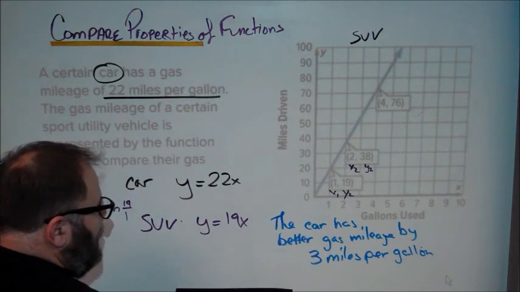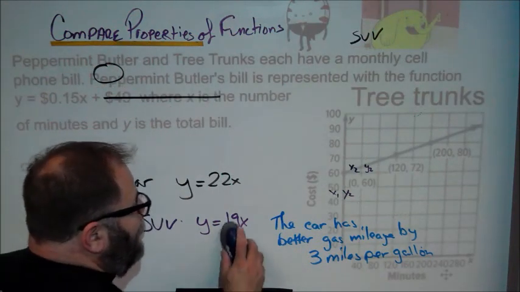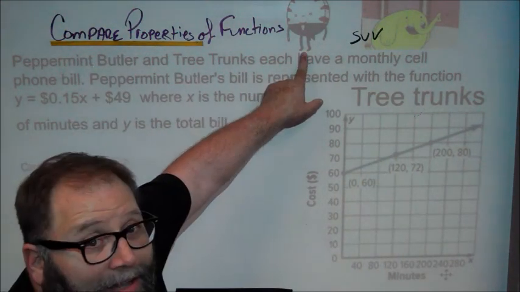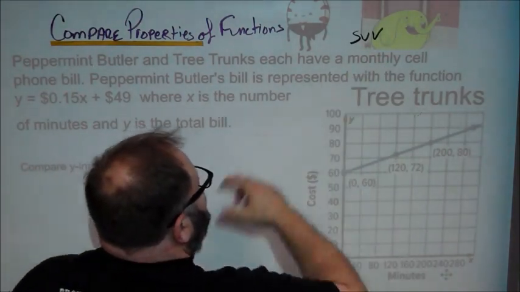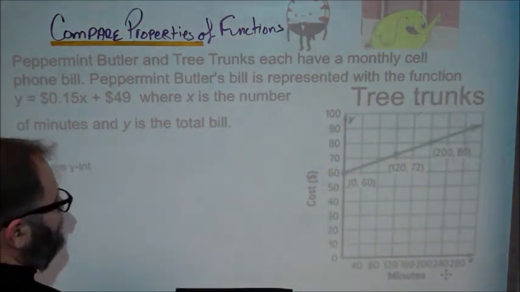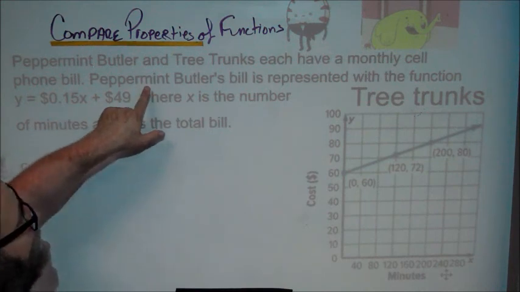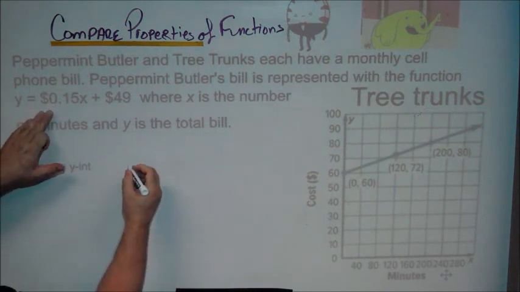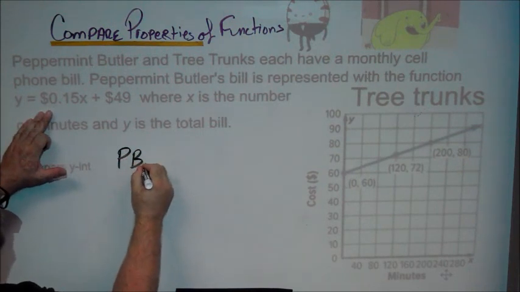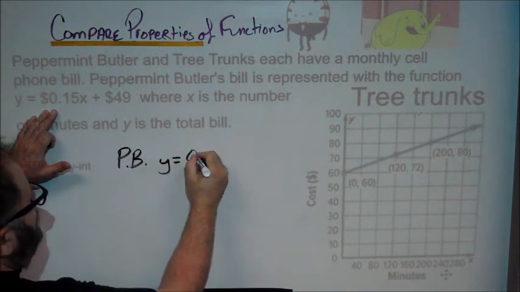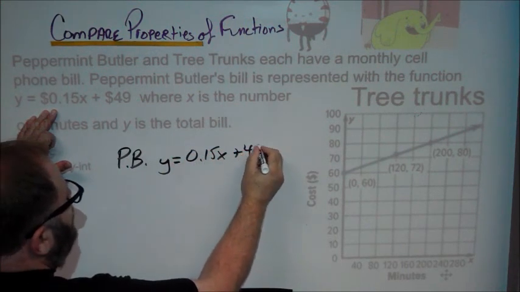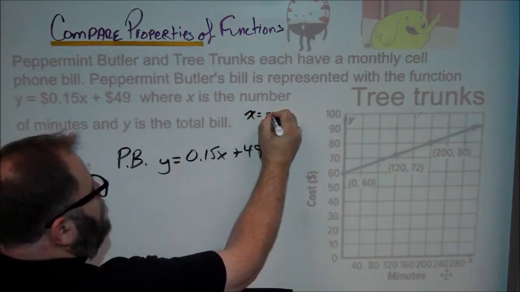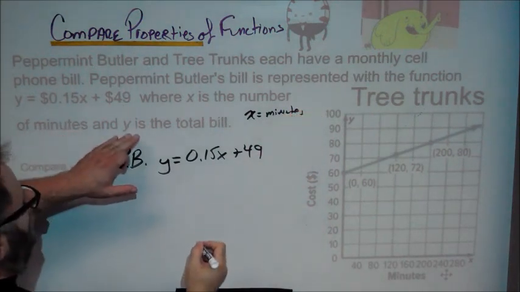All right, let's take that and make it into a bigger problem. Let's look at this one here. I've got Peppermint Butler and Tree Trunks. Each have a monthly cell phone bill. Peppermint Butler's bill is represented with the function y equals 0.15x plus 49 bucks, where x equals the number of minutes, and y is the total bill.